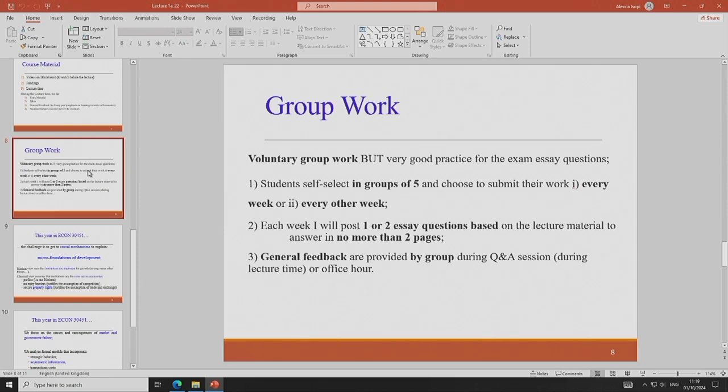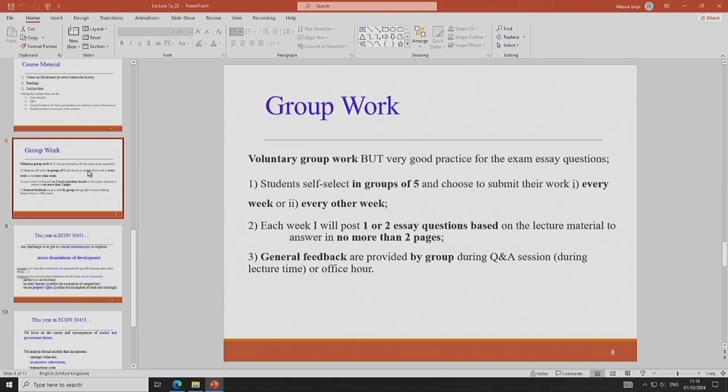Now, you can do that by self-selecting. I posted already a link to a Google form on our Blackboard page, so you can just enter your name. Groups are a maximum of 5, and you self-select which people, friends, mates you want to be with.